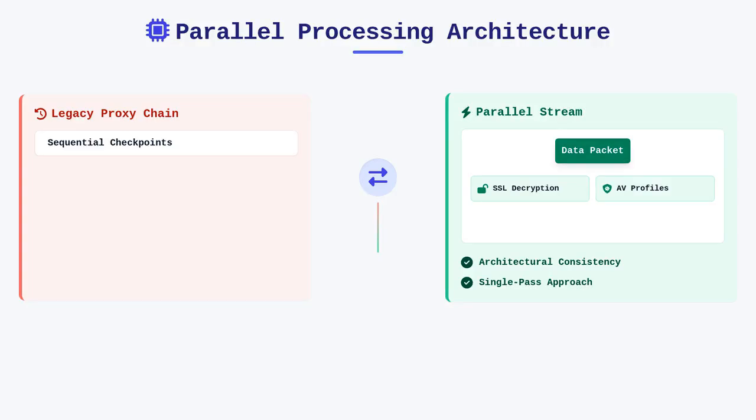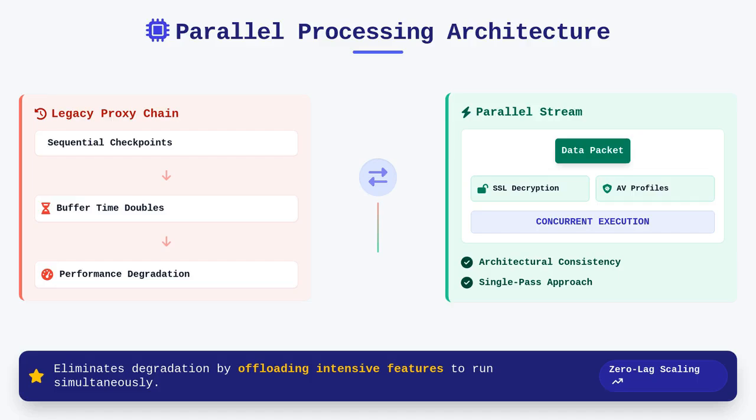In a legacy proxy chain, enabling those two features would likely double the time a packet spends in the processing buffer, but in a parallelized stream, those processes are offloaded to run concurrently. It essentially treats the packet as a piece of data to be parsed comprehensively, rather than a sequence of obstacles to be cleared by various security checkpoints.